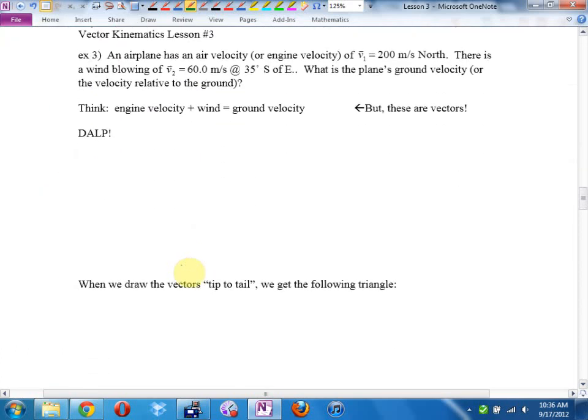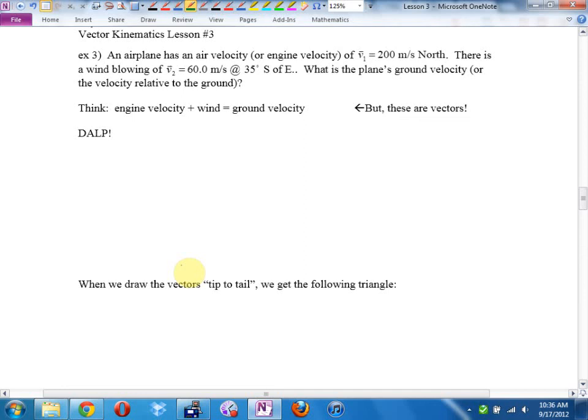Example 3. I like this question. Rob, why would I say that? Did you hear me say it was going to be on the test? Or are you the kind of student who notices when a teacher tends to emphasize certain things in class and you make a little note to yourself that maybe this is worth studying and pay attention to? Are you one of those kinds of students? Say yes. Sure. Okay.